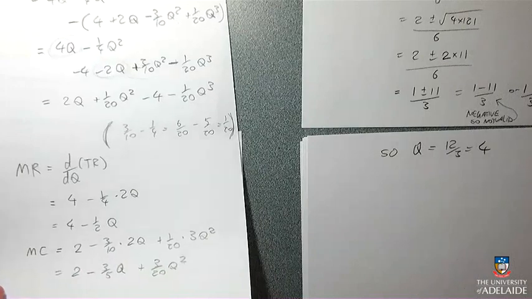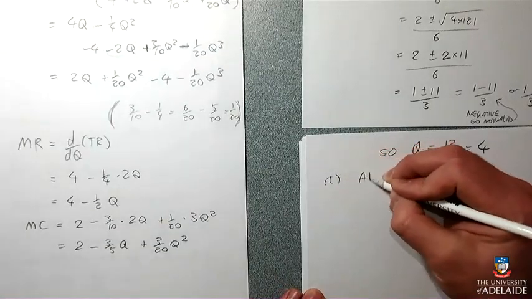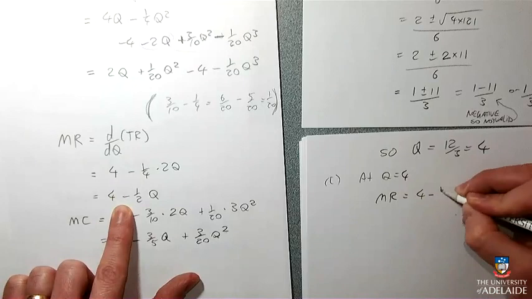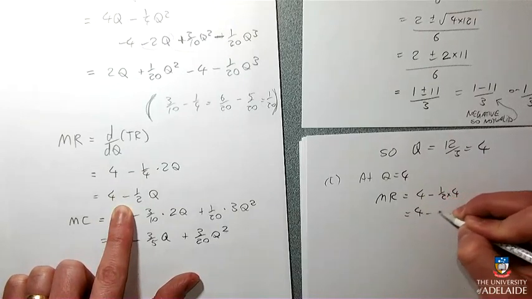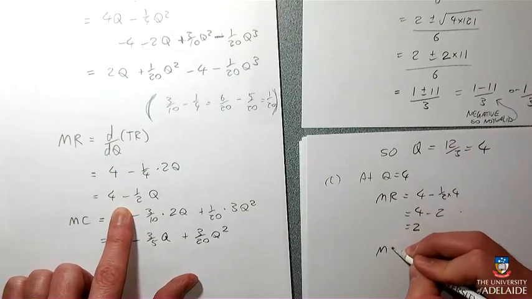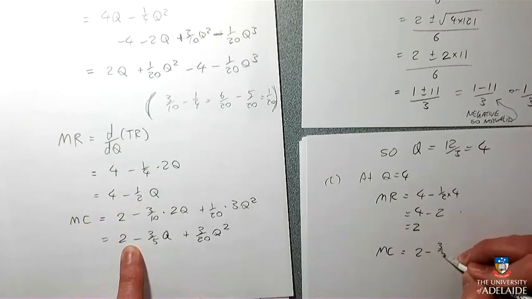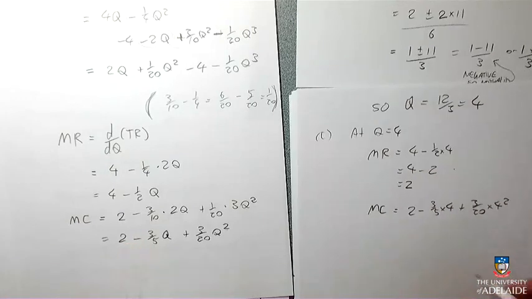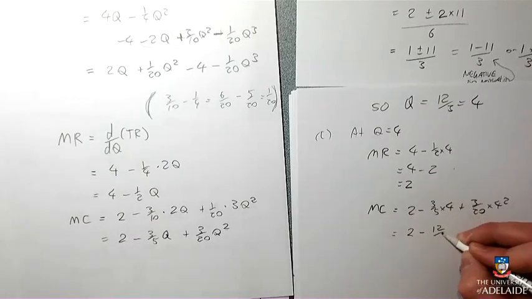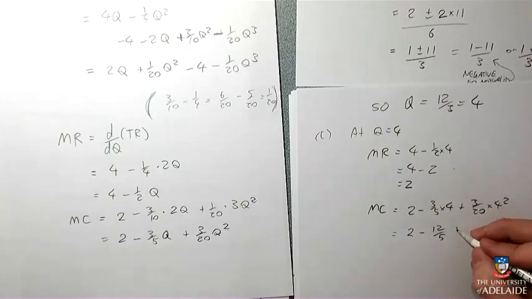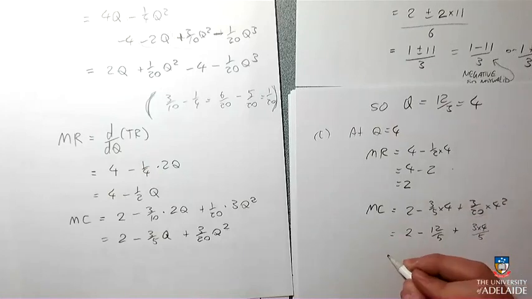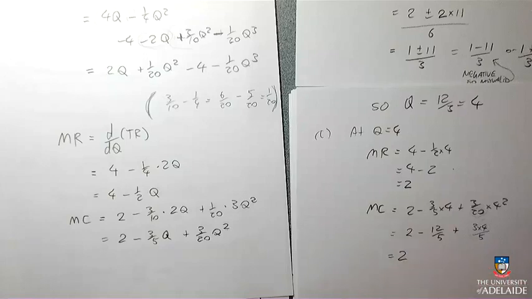Verify that at this Q, MR equals MC. Okay. So at Q equals 4, marginal revenue, which is still over here, is 4 minus a half times 4, which is 4 minus 2, which is 2. And MC is 2 minus 3/5 times 4 plus 3/20 times 4 squared. 2 minus 12/5. Well, there's a 4 in the 20. That's 4 times 5. Oh, yay. And that's 12/5, and so we get 2. Sweet.